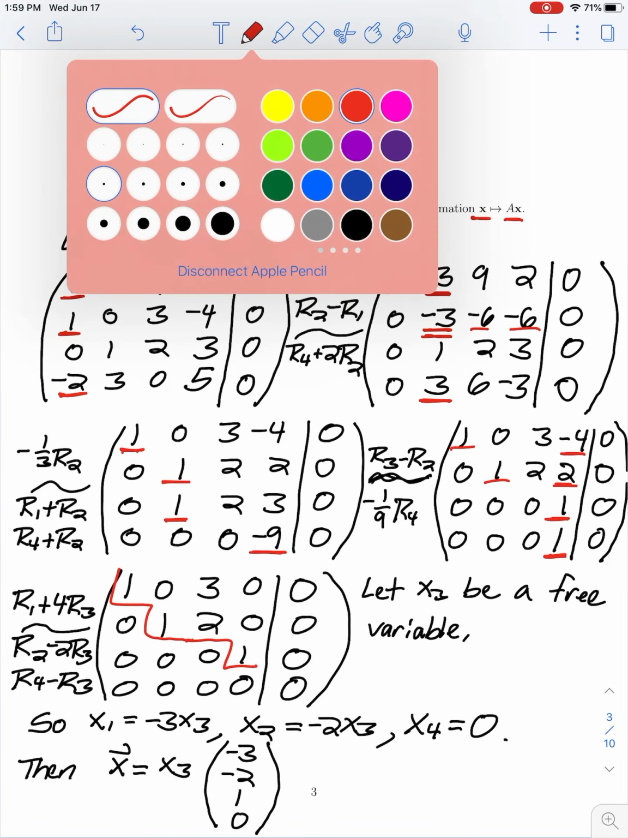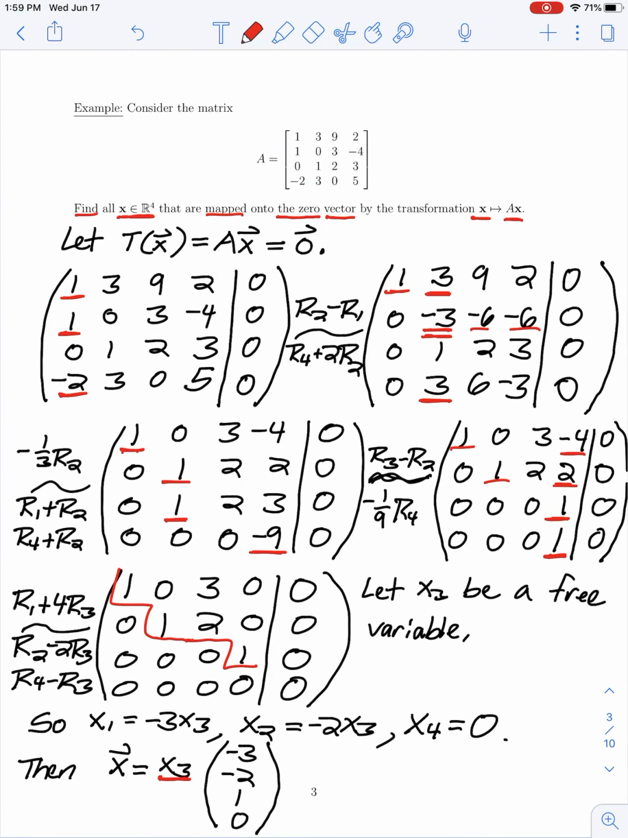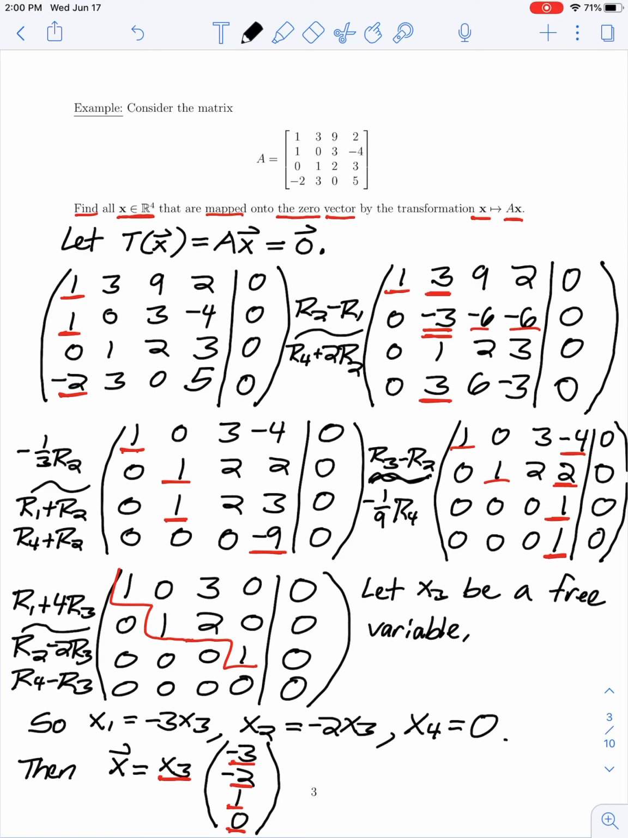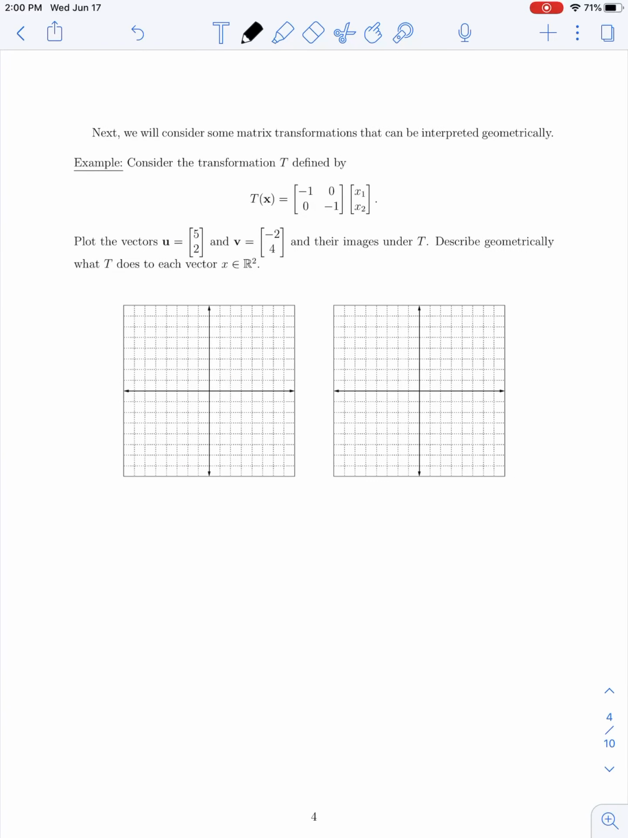So whatever value we choose for the free variable x3, if we factor it out from each component of this vector, we have negative 3, negative 2, 1, and 0. So here we have infinitely many vectors of this form that would be mapped onto the 0 vector by this transformation. Okay.